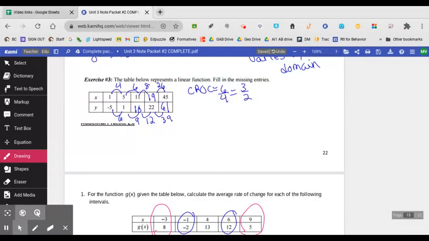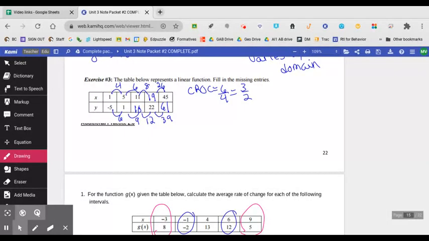Okay, so for number 3, to complete the table knowing it's a linear function, that means I need to start by finding my constant rate of change. So I used the first 2 points and I found my constant rate of change is 3 over 2, which means they all need to change with a ratio of 3 over 2. So from 5 to 11, I increased 6, which means my x went up by 6. So in order for it to reduce to be 3 over 2, it needs to be 9 over 6. So I added 9 to the y.